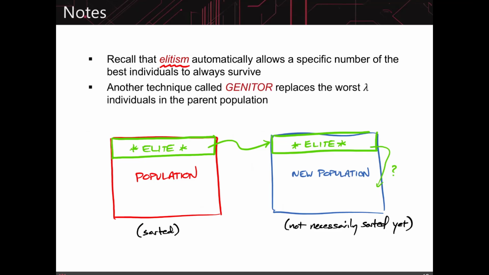Another technique is called genitor, and the idea of genitor is to replace the worst lambda individuals in the parent population. So it's almost looking at it from the opposite side, where instead of keeping the best, we're saying we want to guarantee to replace the worst. So it's very similar to elitism, but slightly different in practice, replacing the worst as opposed to guaranteeing that we keep the best. And that's all there is to it for selection in genetic algorithms.